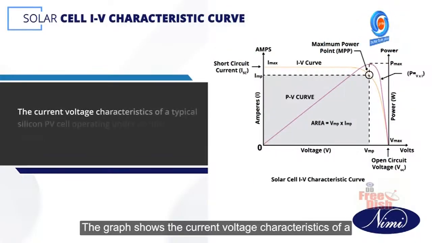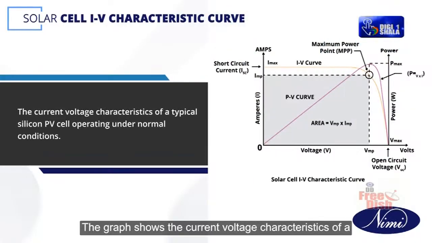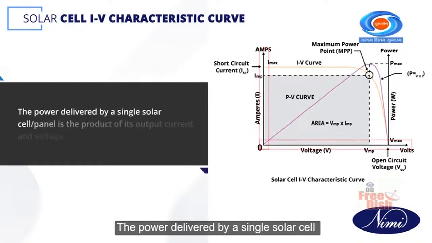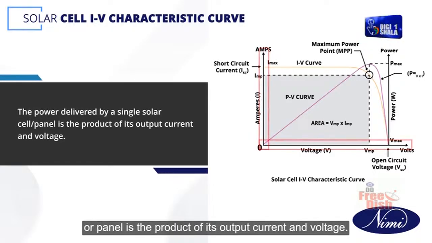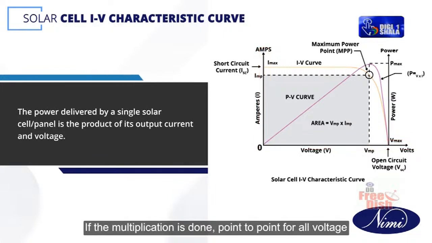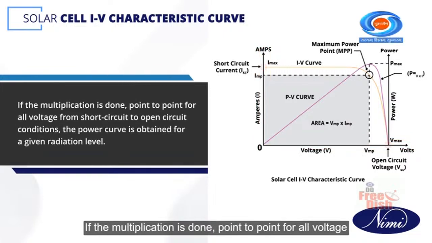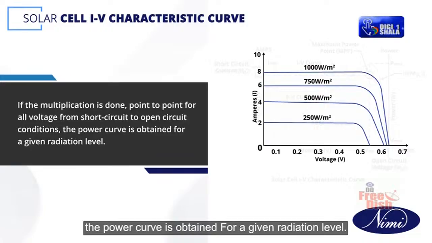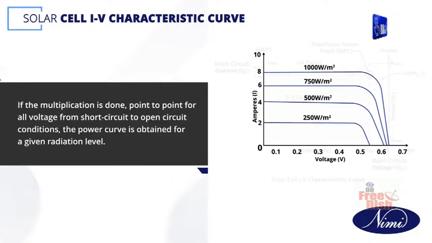The graph shows the current-voltage characteristics of a typical silicon PV cell operating under normal conditions. The power delivered by a single solar cell or panel is the product of its output current and voltage. If the multiplication is done point to point for all voltages from short circuit to open circuit conditions, the power curve is obtained for a given radiation level.